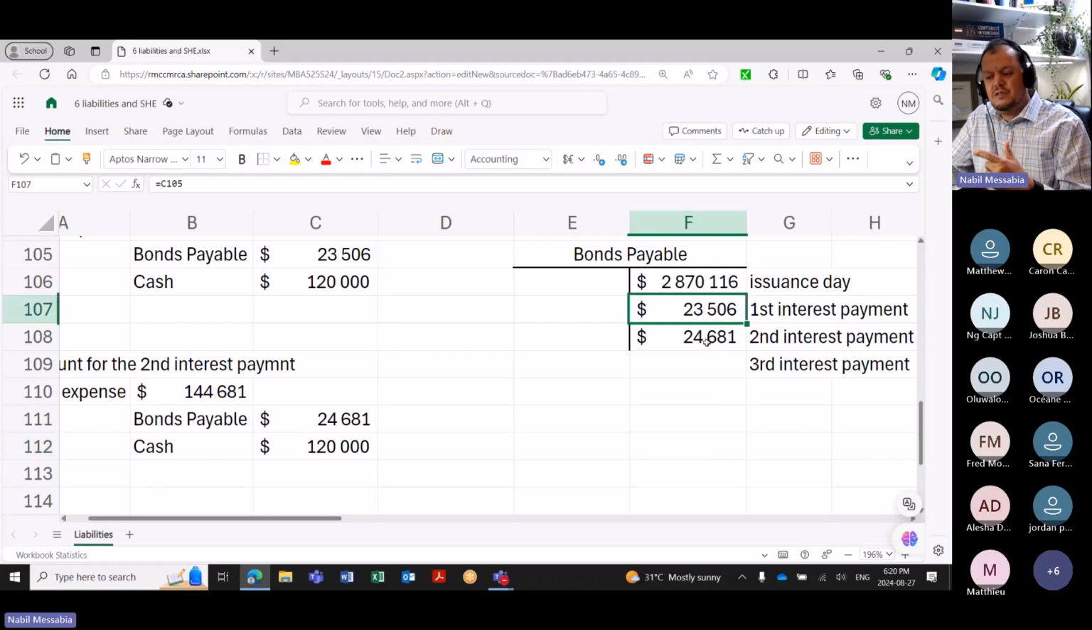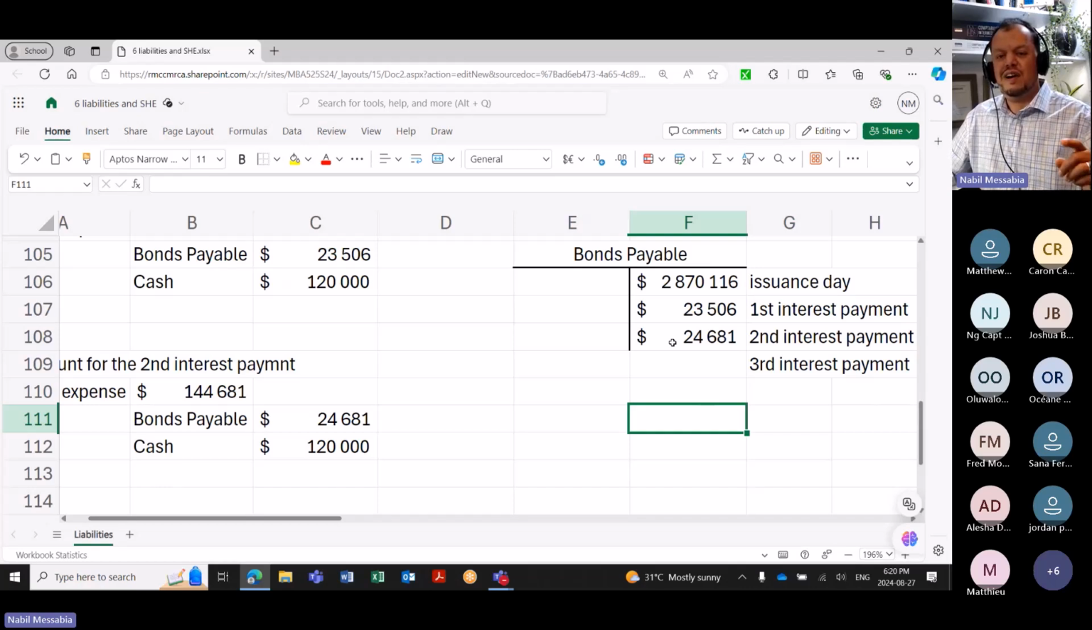Imagine you continue this way. What do you expect the final book value will be at the day of the reimbursement? It will simply be equal to the 3 million, exactly the 3 million, the par value. So when you make your journal entry, you simply debit bonds payable 3 million, credit cash 3 million, and that's it.